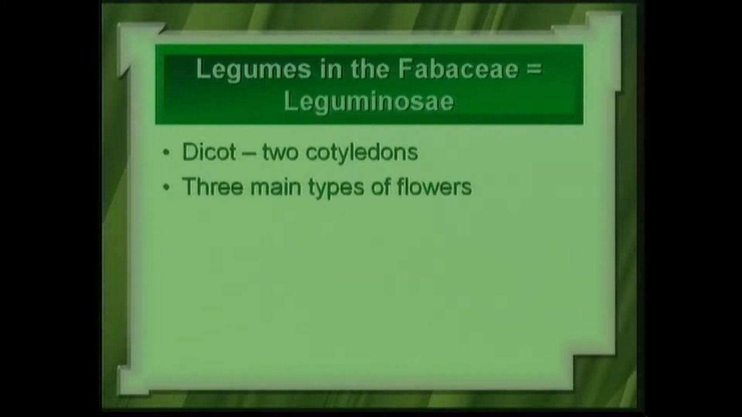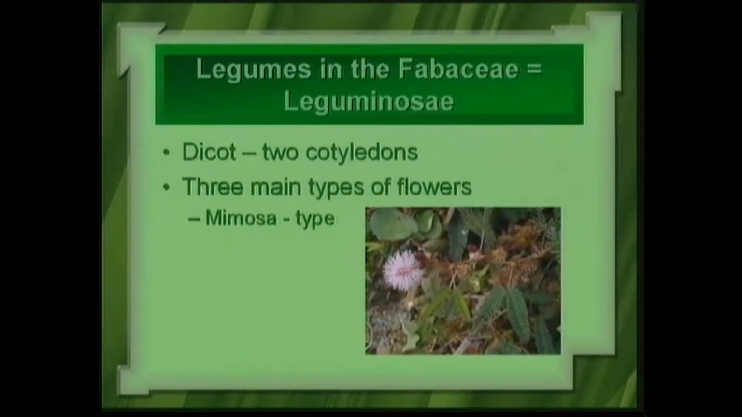Remember we talked about before that when you classify flowering plants, you go by the flowers, and here we have 3 different types of flowers. For one, you have what they call the mimosa type. A lot of you might recognize this, especially if you live in wet areas, like Mililani or over in Kaneohe, or Hilo.